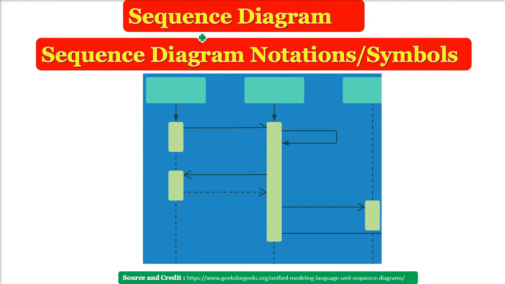We are discussing the sequence diagram. In this sequence diagram, we will be specifically talking about the notations and the symbols, because our aim is to draw a sequence diagram. So what are the different notations and symbols we'll see?